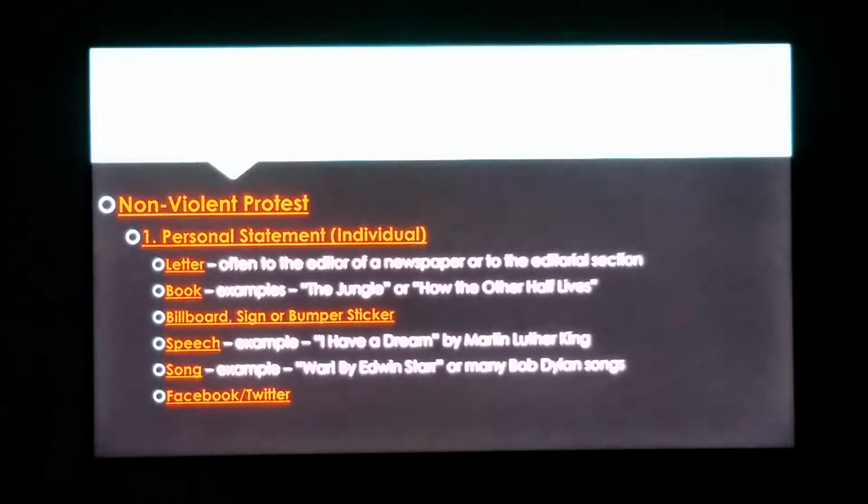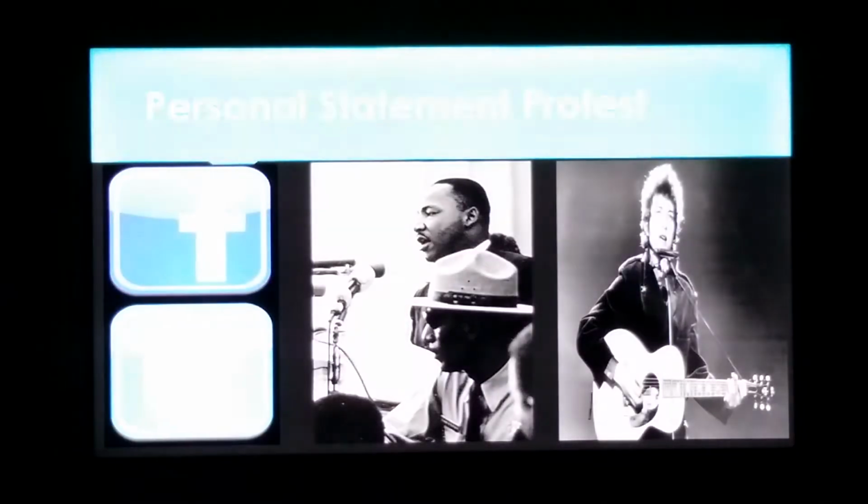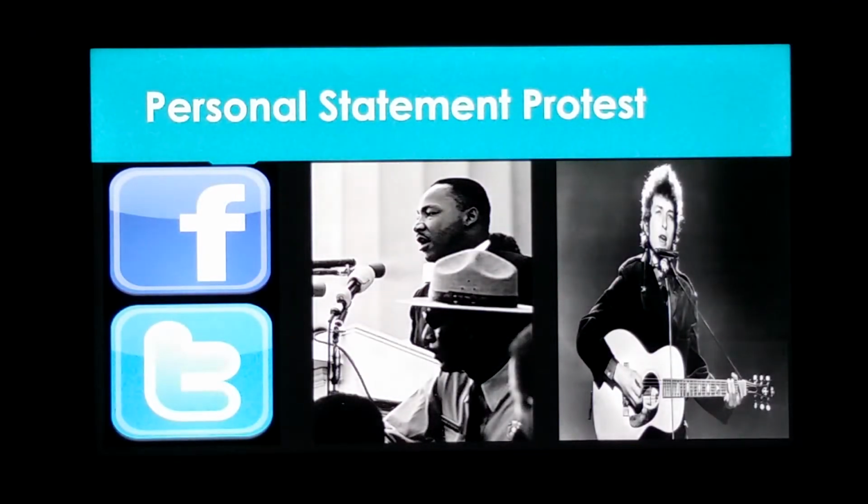Or you could do stuff on Facebook and Twitter, get in fights with people or not, or just everyone's got to put up their political opinions on Facebook and Twitter and all that sort of stuff and get into fights. So on the left, we've got those two things. In the middle, we've got Martin Luther King giving a speech. On the right, Bob Dylan singing one of his protest songs.